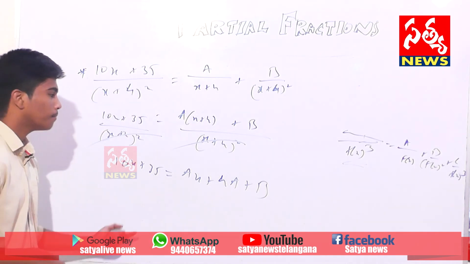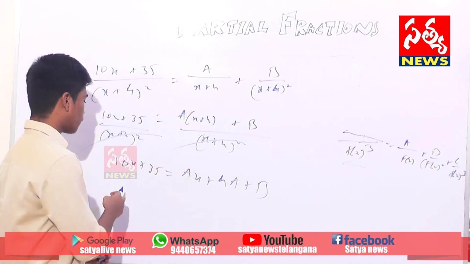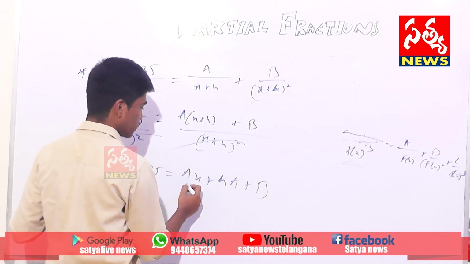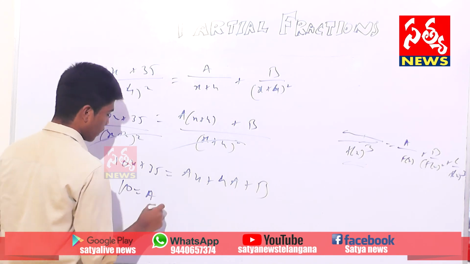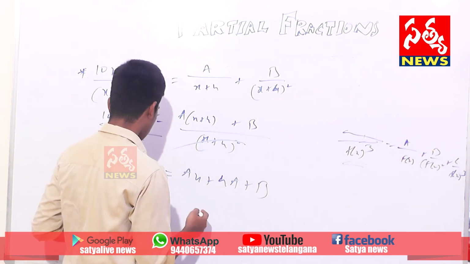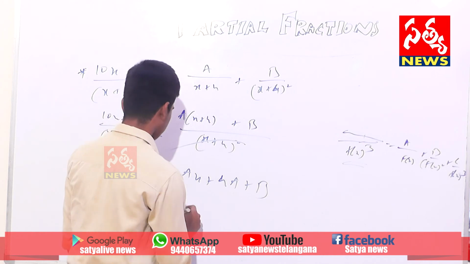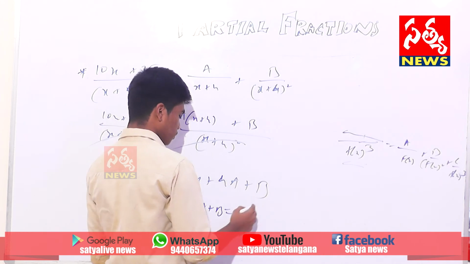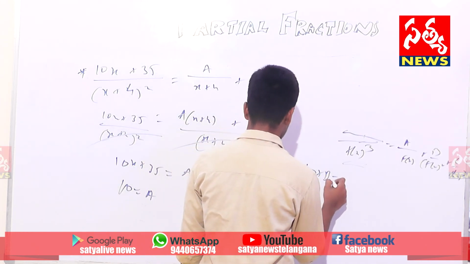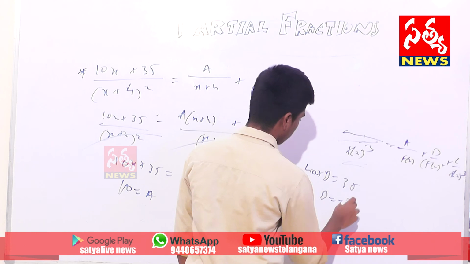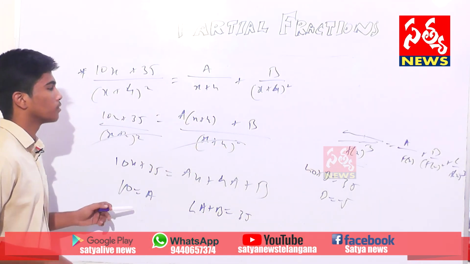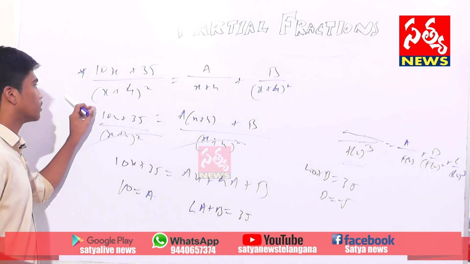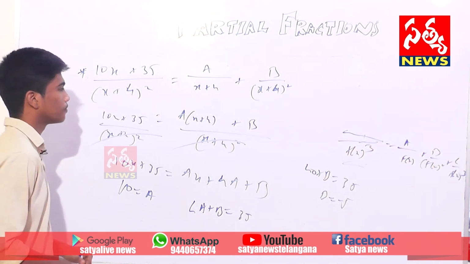Similarly as the first problem, equate the coefficients of x and the constants. What is the coefficient of x? It is a. 10 is equal to a, so a equals 10, and the value of b: 4a plus b is equal to 35. So 40 plus b is equal to 35. B is equal to minus 5. In this way, we have to do the problems which consist of powers in the denominator.